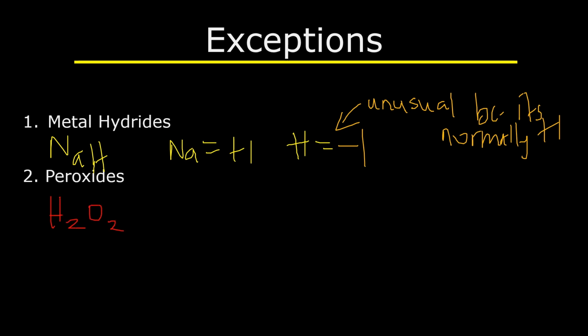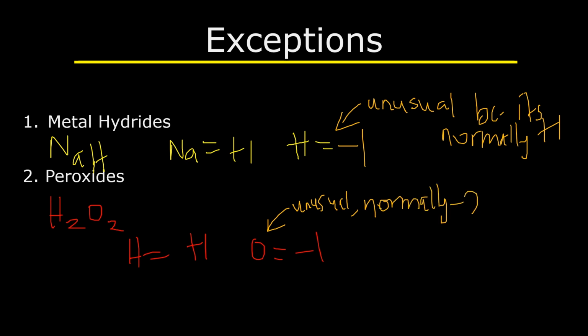In the case of hydrogen peroxide, we know that hydrogen's oxidation state is +1. There are two oxygens, so for this hydrogen peroxide to be neutral, oxygen has to have a charge of -1. Again, this is unusual because oxygen is a group 6 element that usually has a -2 charge, because it's normally -2. Okay, so those are the exceptions.